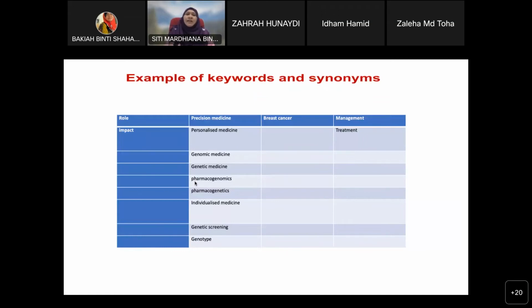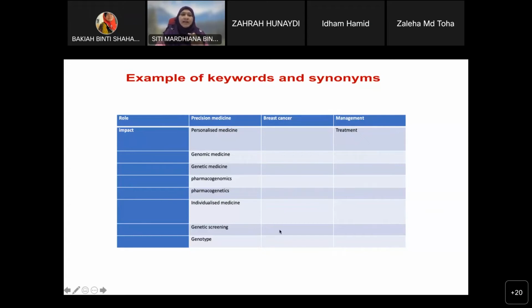Okay, so now the examples of keywords and synonyms. This is the most important part, because if you miss this, you will not be able to get the right papers related to your topic of interest. Like I mentioned, an example of a title is the role of precision medicine in breast cancer management. You need to have the important keywords here: the role, precision medicine, breast cancer management. Then you need to find the synonyms of each of these keywords, so that all these keywords and synonyms you will type in your database when you want to search your papers.